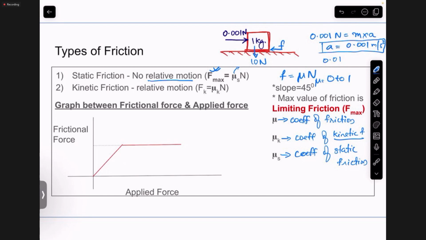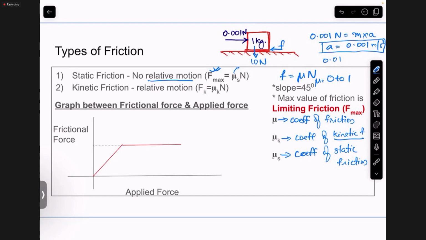When an object is moving, that is called relative motion. When there is relative motion between these two surfaces, then this kinetic friction will come into play. And when it is kept at rest, then it is called static friction.